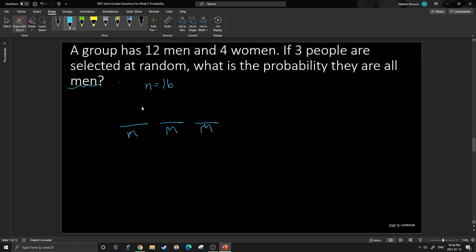Together it goes, so, first time you're picking a person. How many are men? 12. Out of how many? 16. Now, times, what's the next one? How many men? Well, we've chosen one already, so there'd be 11 left out of only 15 people, times 10 men left out of 14 people. Now we multiply them all together, and you'll get whatever answer it is that I have down here. Great.